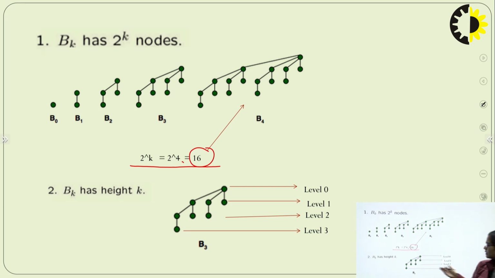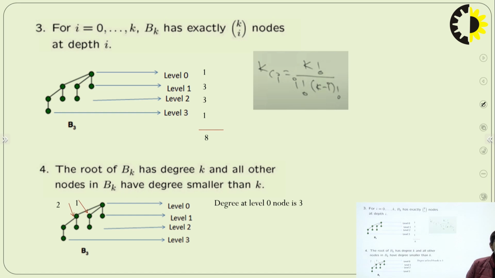So we can say the Bk has k-th height, or we can say B3 has level 3 height. In the third property, what we are saying is that at every depth i, there are exactly kCi nodes. This is the combination formula. By using kCi equals k factorial upon i factorial times (k minus i) factorial, we can calculate these particular values.